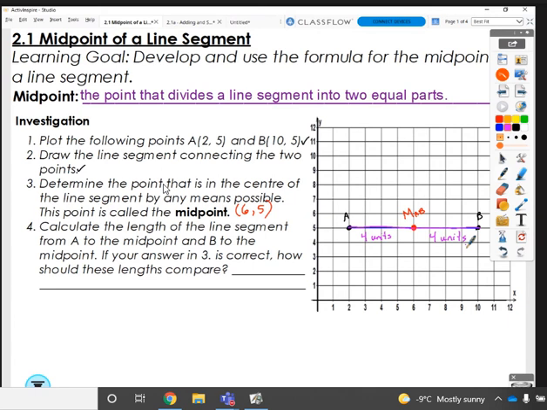It says calculate the length of the line segment from A to the midpoint. We got it, which is 4. From B to the midpoint, we got it. If your answer in part 3 is correct, how should these lengths compare? Well, they should be the same size, right? They should both be equal to 4. Okay?